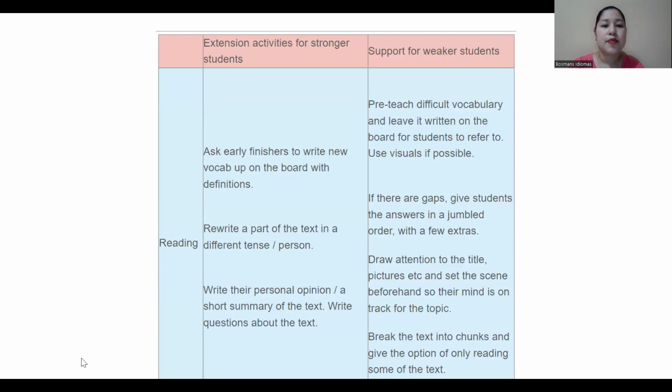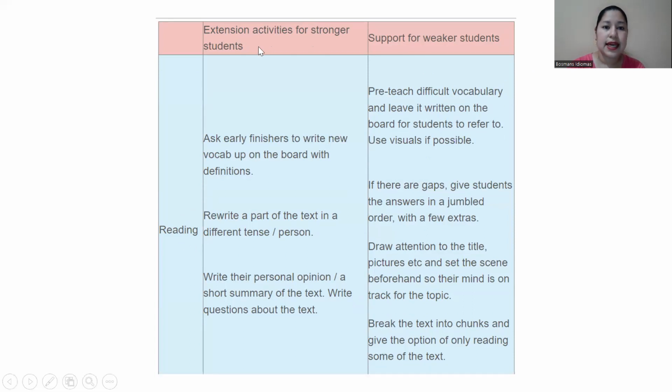Here you can see a practical example in which we apply ways to adapt a reading task in a mixed class where we have stronger and weaker learners. For example, this is a reading task and we have two groups, extension activities for stronger students and support for weaker students.